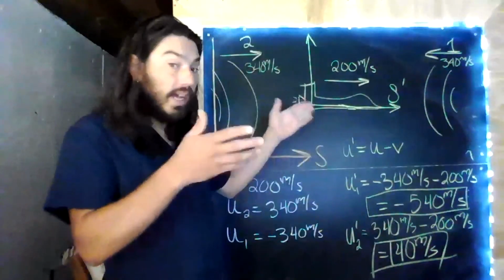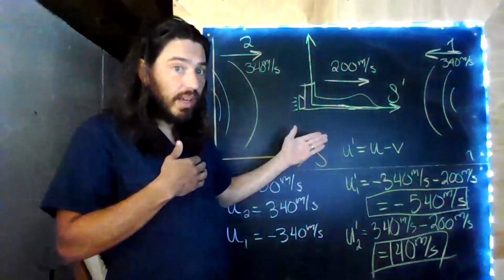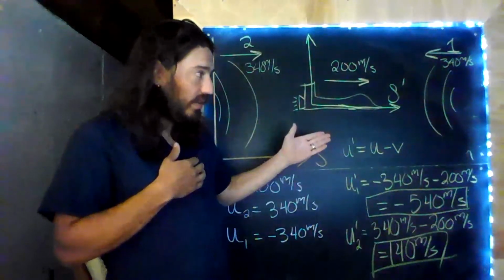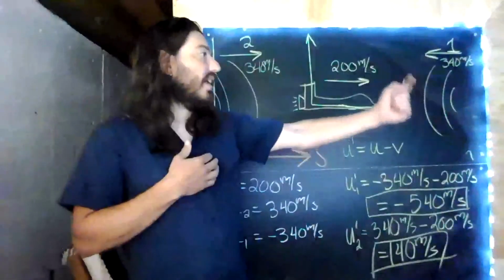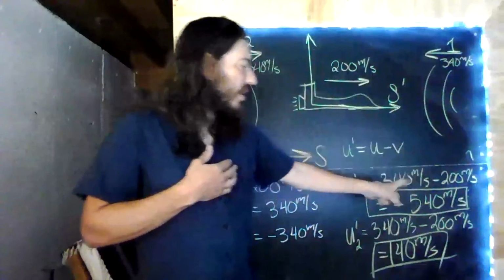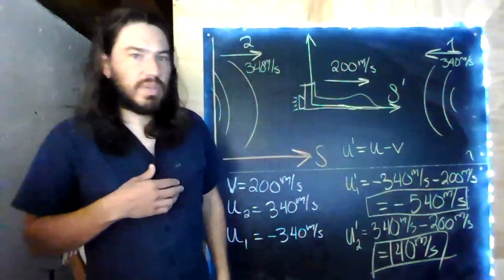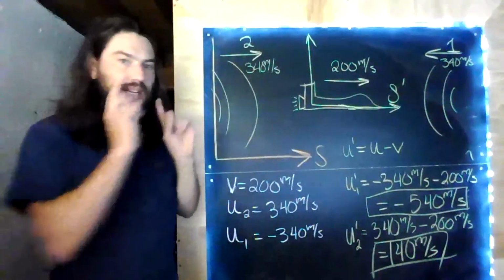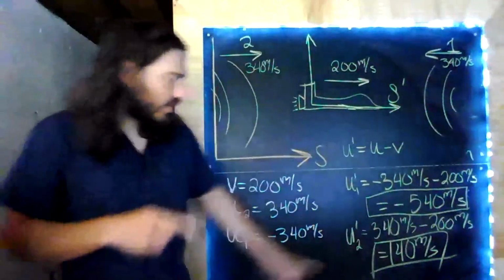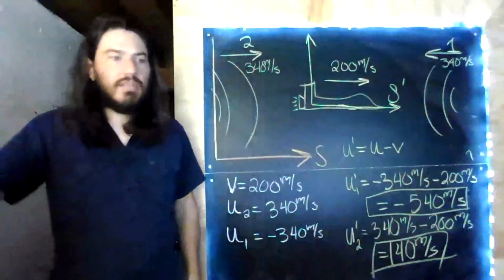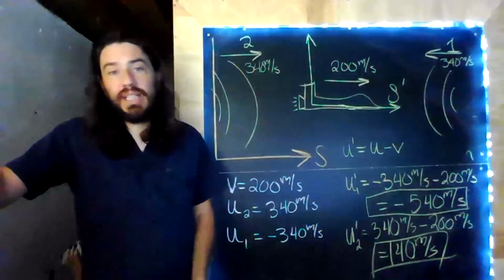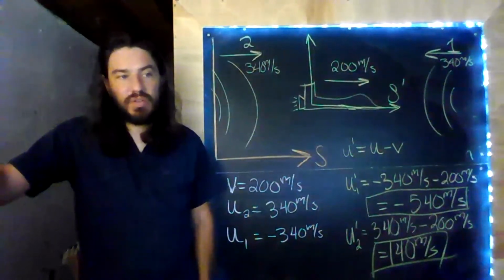Because according to this guy in the spaceship, he's at rest, right? According to himself, he's at rest in his reference frame. And he sees the sound wave heading in that direction. That's why it's negative at 540 meters per second. He sees this sound wave heading in that direction. That's why it's positive at 140 meters per second. Again, this really is Physics 1. Hopefully it's not too surprising.